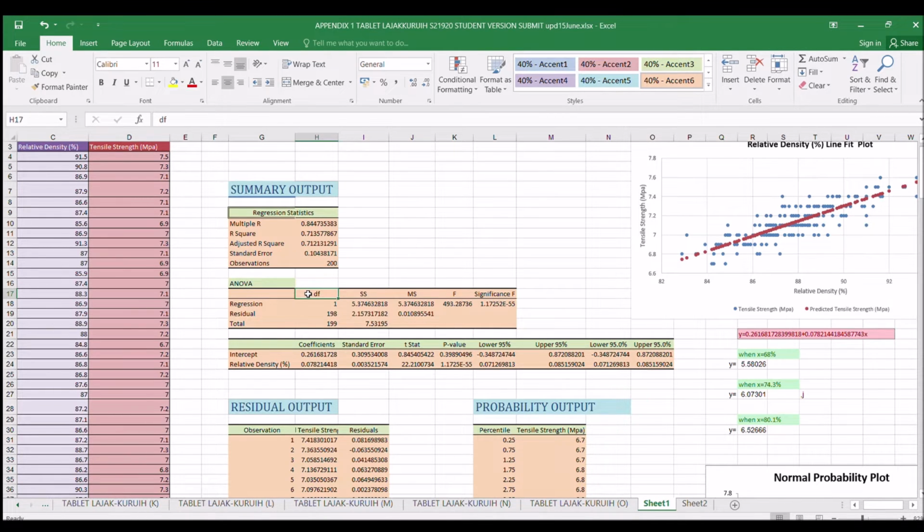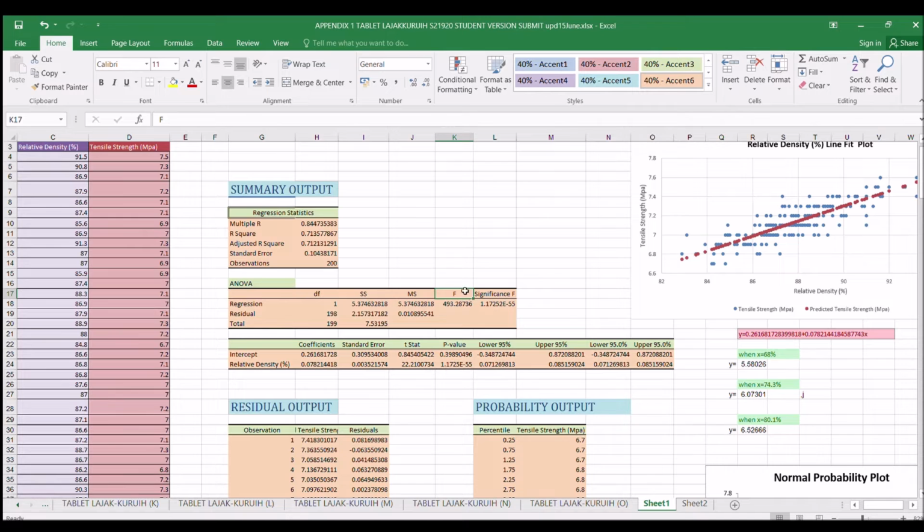Okay, the first column shows us the degrees of freedom for the three variables here. The next is sum of squares, and this is mean square. The value of mean square is obtained by simply dividing the sum of squares by the degrees of freedom. For example, for the mean square of regression, we take 5.37463 divided by 1 and we got this. The same goes for the residual mean square.